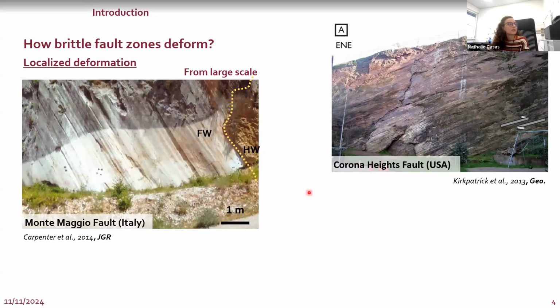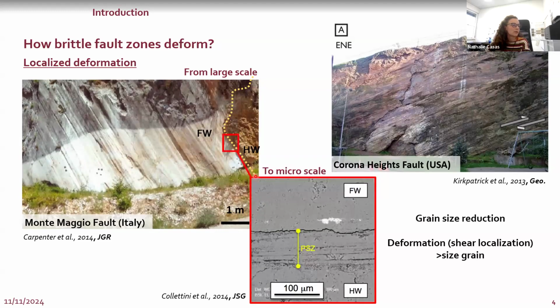Indeed, strain can also be localized within the fault. Here you have two examples at a large scale: one from the Monte Maggio fault in Italy, and another from Corona Heights in the US. You see the direction of deformation with respect to the direction of shearing. Again, if we zoom in at a smaller scale, we can observe an important grain size reduction and a principal slip zone, where we have the localization of slip within the fault deformation. Here, the deformations are much larger than the size of the grain and are usually called shear deformations.